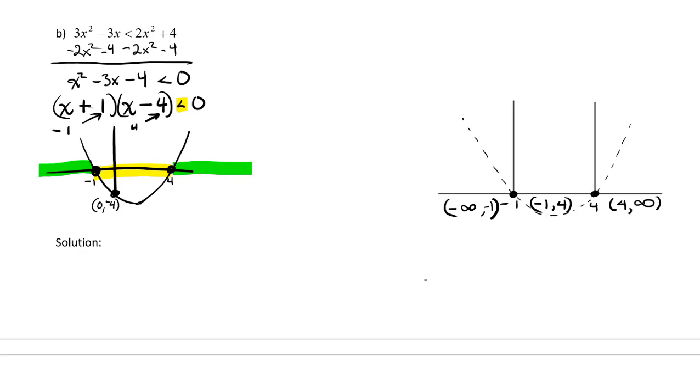So I'm going to pick the interval where it's less than 0, where the function or the curve is below the x-axis. And so my interval for which this is true is the interval not including the endpoint, or open parenthesis, -1 to +4, close parenthesis.